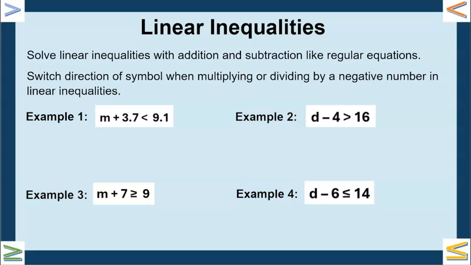In example 1, we want to solve for m. Right now it says m plus 3.7. The opposite of adding 3.7 is subtracting 3.7, so I'm going to subtract 3.7 on both sides. And now I have m is less than 9.1 minus 3.7, which will give us 5.4.